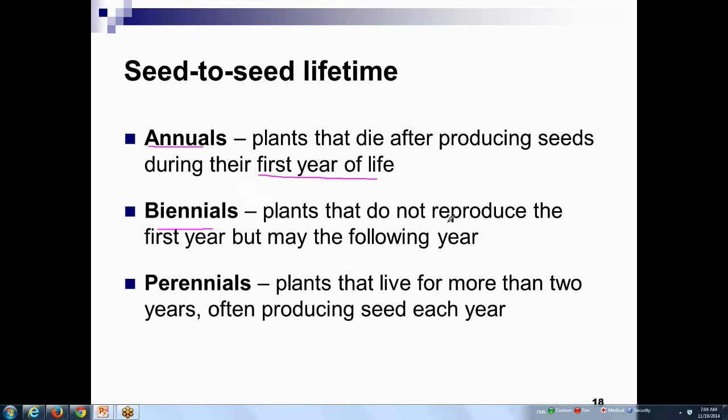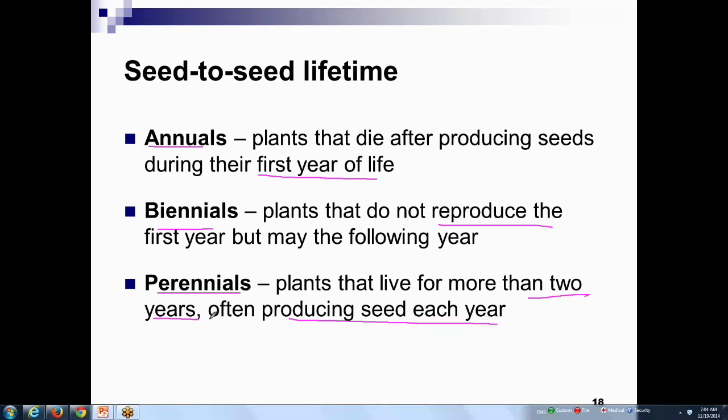Now, biennials, again, they don't reproduce their first year. They put most of their energy into vegetative growth, growing their leaves, stems, and roots, etc. And then the second year, they'll produce flowers and fruits, perhaps. And then they die off. And then lastly, we have the perennials, plants that live for more than 2 years, 3 or more years, typically producing seeds each and every year.